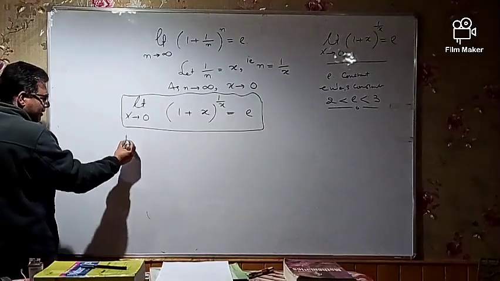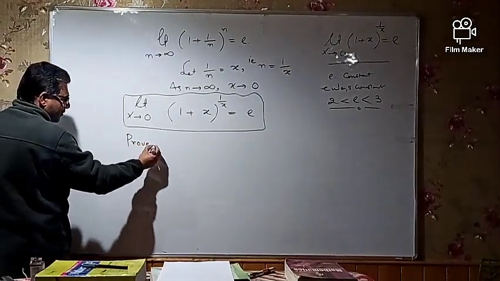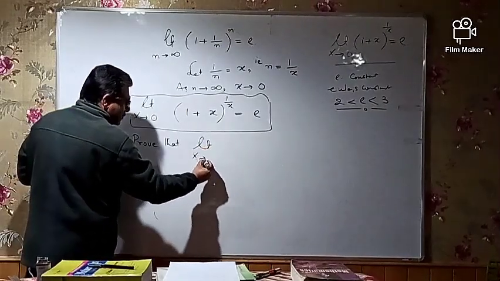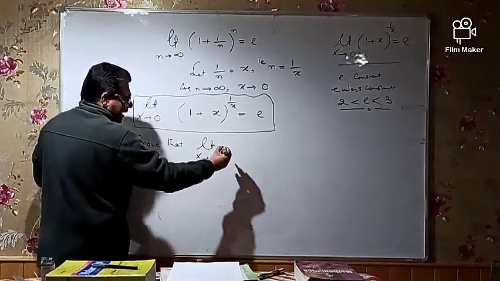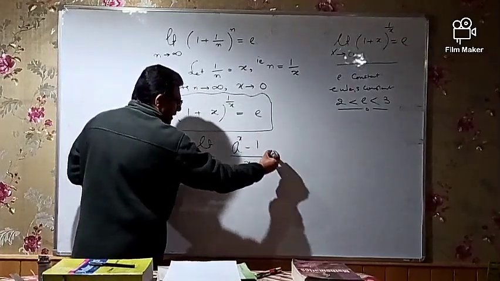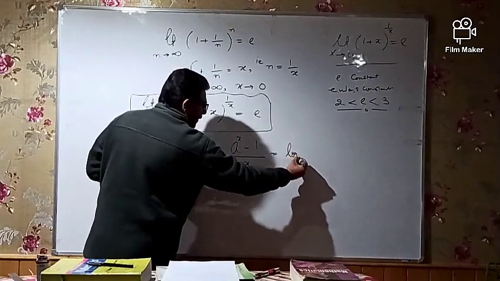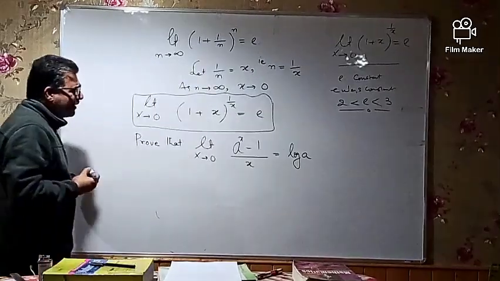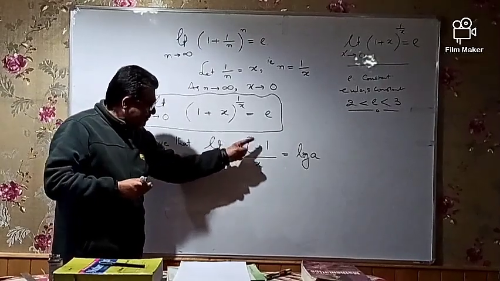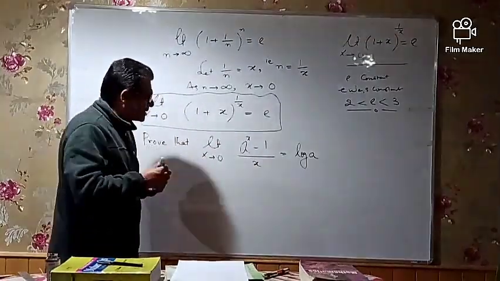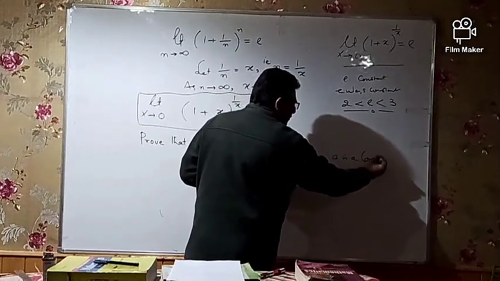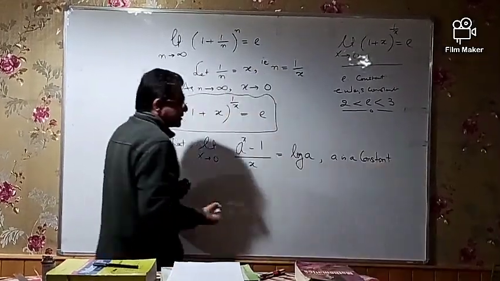Now we have one more limit. Prove that limit x tends to 0, (a raised power x minus 1) whole divided by x, is equal to log of a. Now I will prove this limit also. Limit x tends to 0, (a raised power x minus 1) divided by x, where a is a constant.